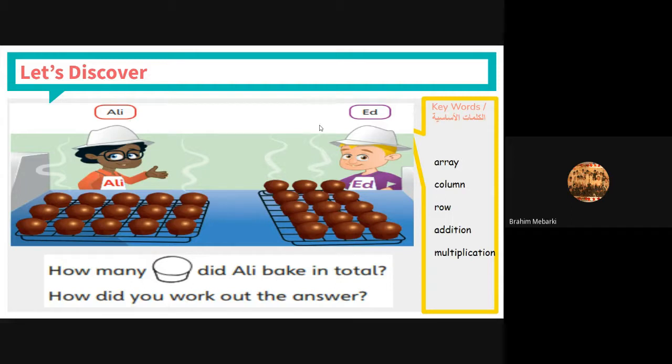So Ali and Ed both baked some cakes or cupcakes. Now, could you tell me how many cupcakes did Ali bake in total, and how many cupcakes did Ed bake in total, please? Can you work this out on your notebook or on your whiteboard?